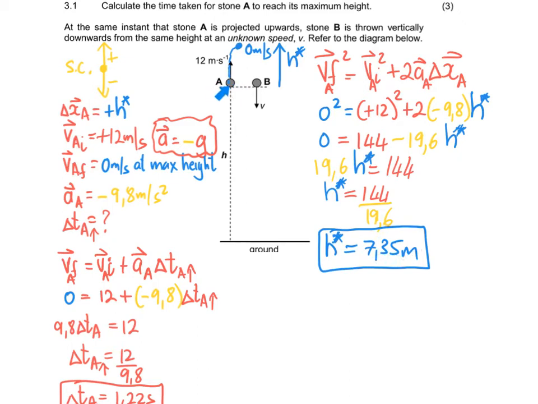So the maximum height above A, where it's projected, is going to be when A reaches 7.35 meters above its original position of projection.